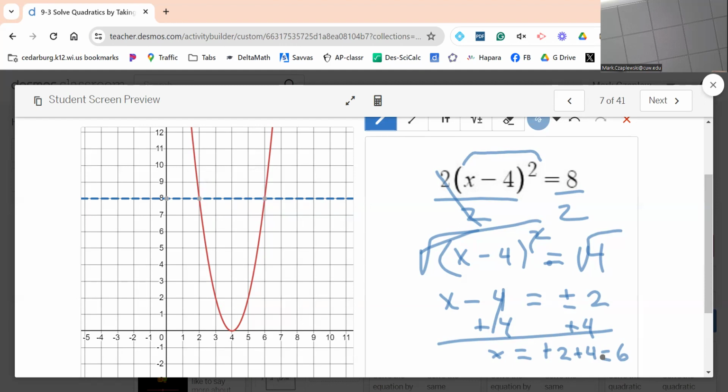And then I'm going to do the other section of the problem. I'll do this in green. So now I'm going to do this negative 2 piece. So I'm going to do that over here. x equals negative 2, and I still do plus 4. Negative 2 plus 4 is 2. That's my second answer. Those are my two answers. Is the other intersection at x equals 2? It is. So that's basically how you do it.